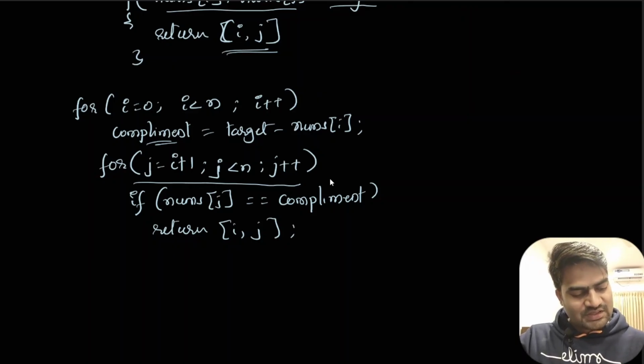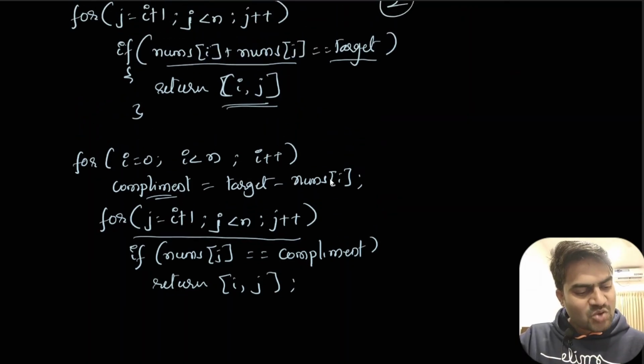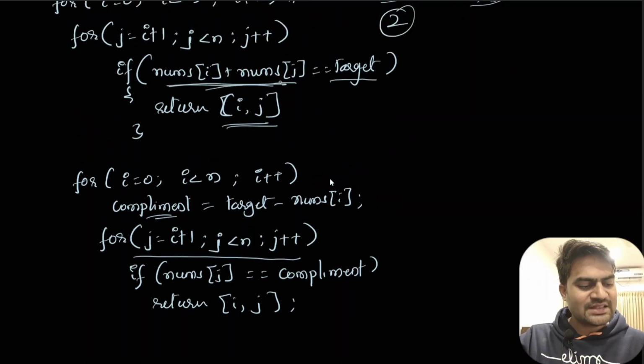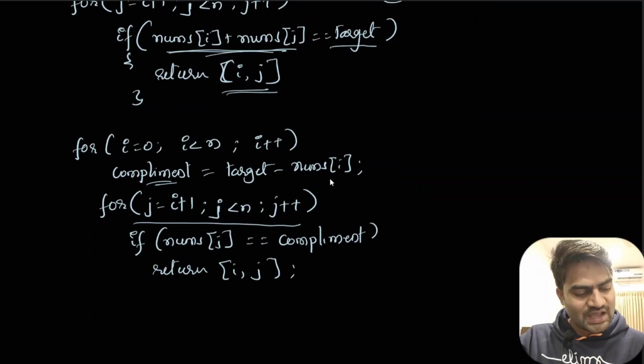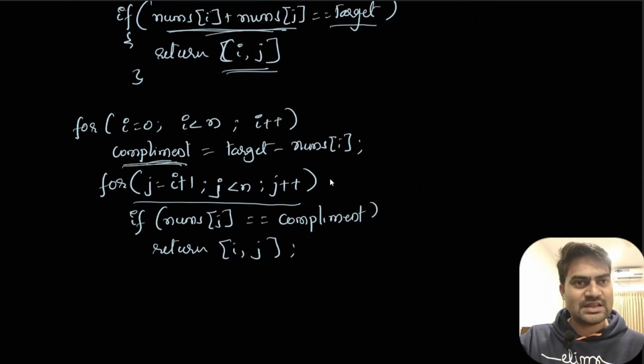Okay, so there is a small modification. Instead of adding them and checking with the target, I am trying to find the complement, basically the difference, and then search for it in the remaining elements. So it is a simple search in the remaining elements.